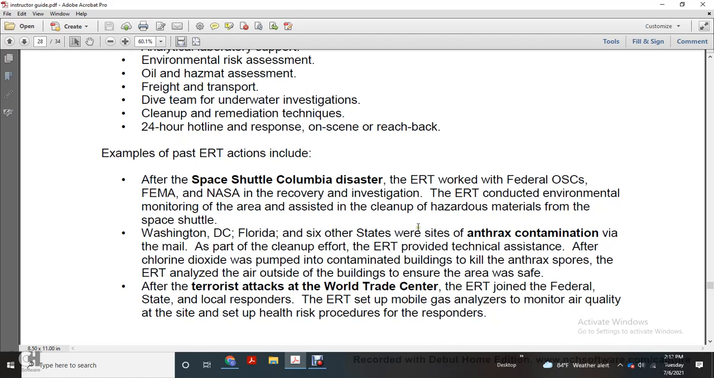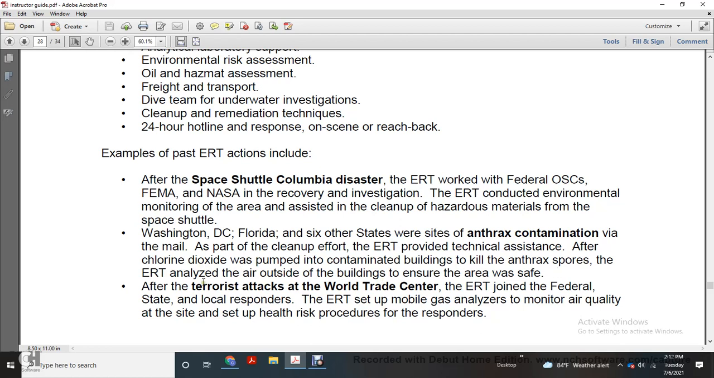Washington, D.C., Florida, and 6 other states were sites of anthrax contamination delivered in the mail. As part of the cleanup effort, the Environmental Response Team provided technical assistance after chlorine dioxide was pumped into contaminated buildings to kill the anthrax. The team also analyzed the air outside of the building.